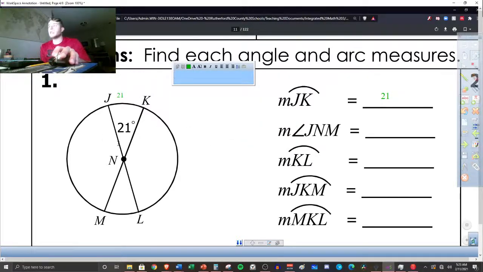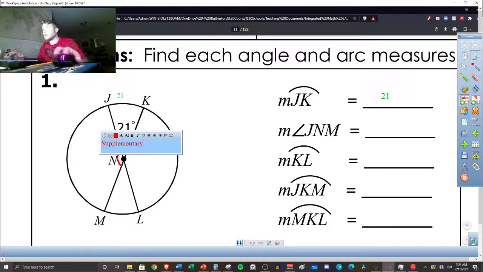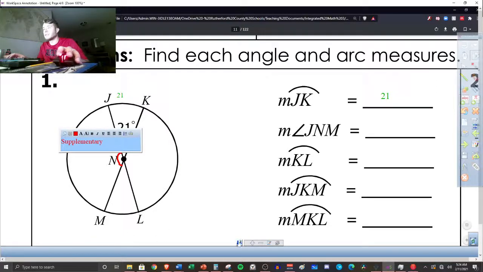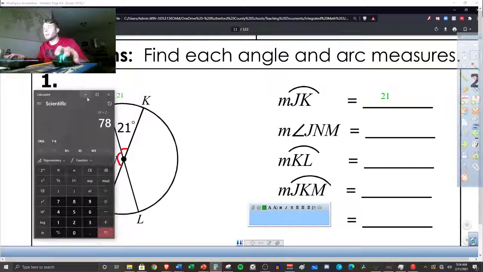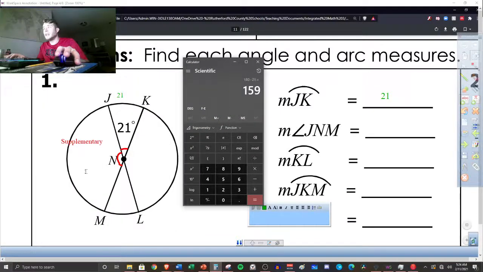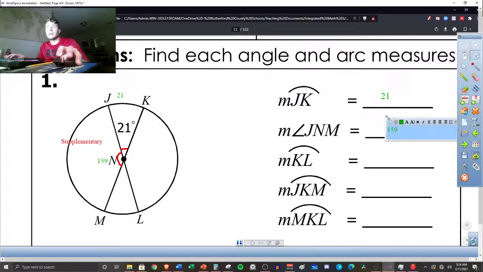It says measure of angle JNM. So JNM, we're actually interested in this angle right here. So how can we find that? Well, if we compare 21, this angle here and this one here, we know that combined they should be 180 degrees because it's making the semicircle. Also, this is what we call supplementary. Supplementary is what that should be, okay? So they add up to 180, so we can just do 180 minus 21, and it's 159. So this is 159 that goes right here. Okay, 159, so that's in there.